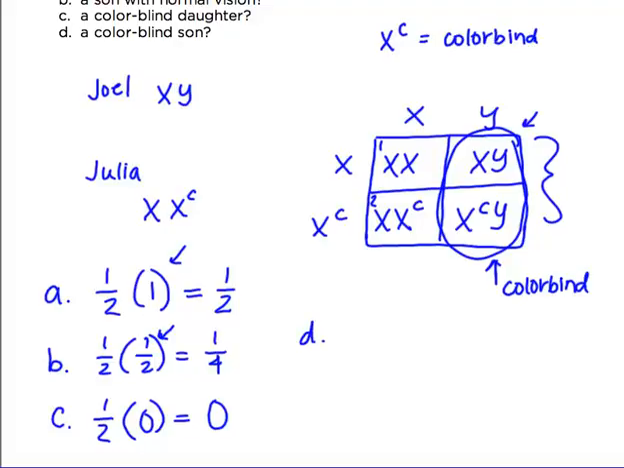Now for D, what is the probability of having a colorblind son? So again, it's 1/2 for having a boy, and 1/2 chance of that boy being colorblind. So here's the colorblind male out of the 2 men. So again, that's 1/4.